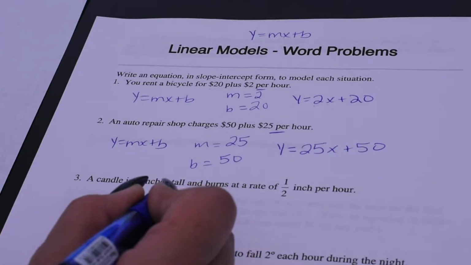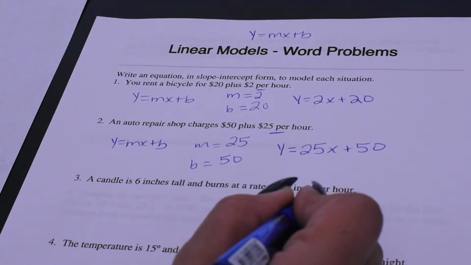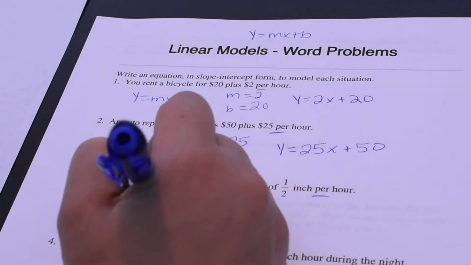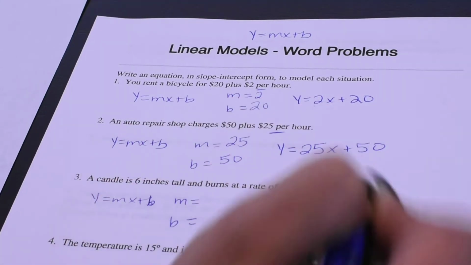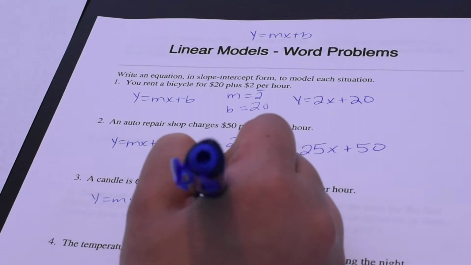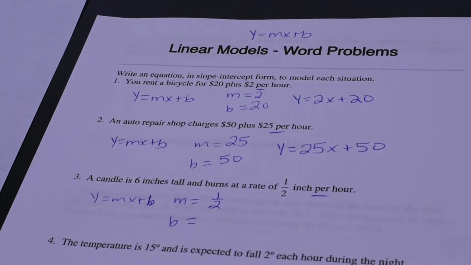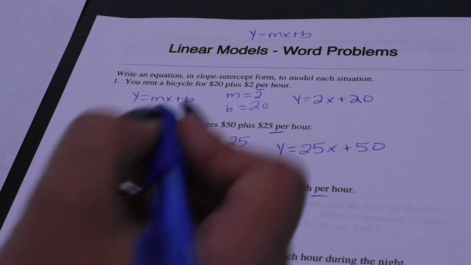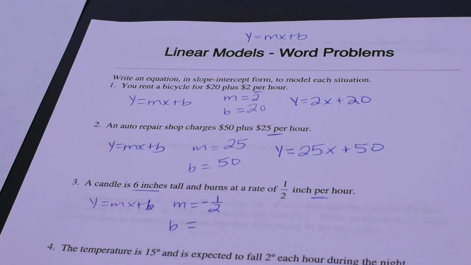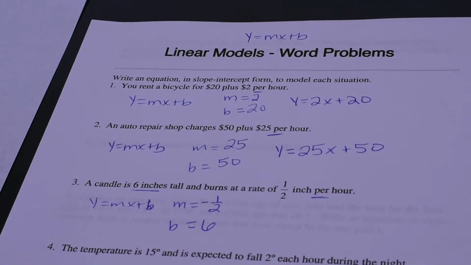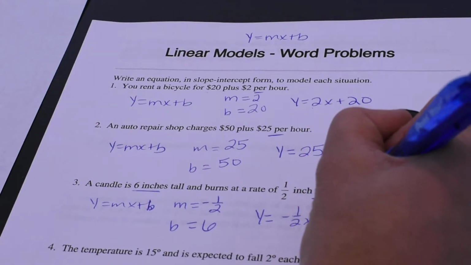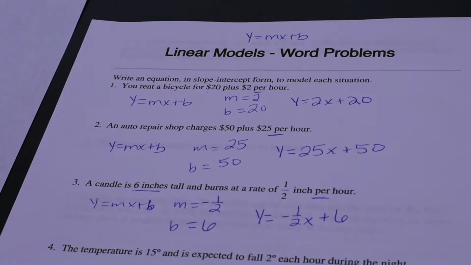All right, number 3 is interesting because sometimes our slope is negative, right? So a candle is 6 inches tall and burns at a rate of ½ an inch per hour. Okay, so I write my equation y equals mx plus b. I have to identify my m and my b. Okay, so it says m is ½ an inch per hour. So I would initially say half, but it says burns at a rate. That means it's losing ½ an inch per hour. So my slope would have to be negative. My b, it starts at 6 inches. So 6 would be my b. I write that as an equation. y equals -1/2 x plus 6.